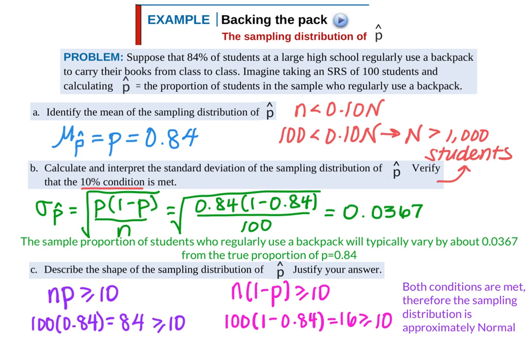So both conditions are met, and that means that the sampling distribution of our p hat is going to be approximately normal. So it gives us a nice bell curve shape. And all of the things that have to do with being approximately normal will apply, which is great.